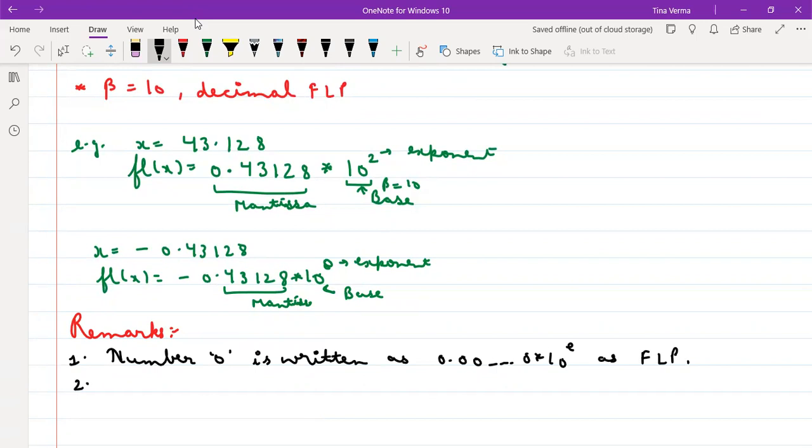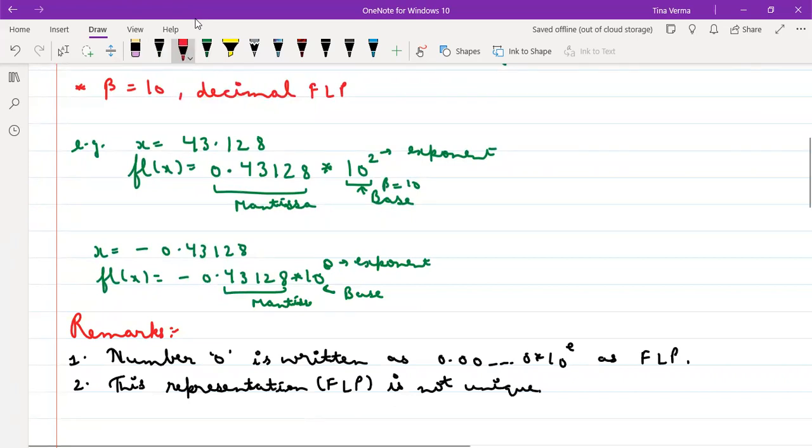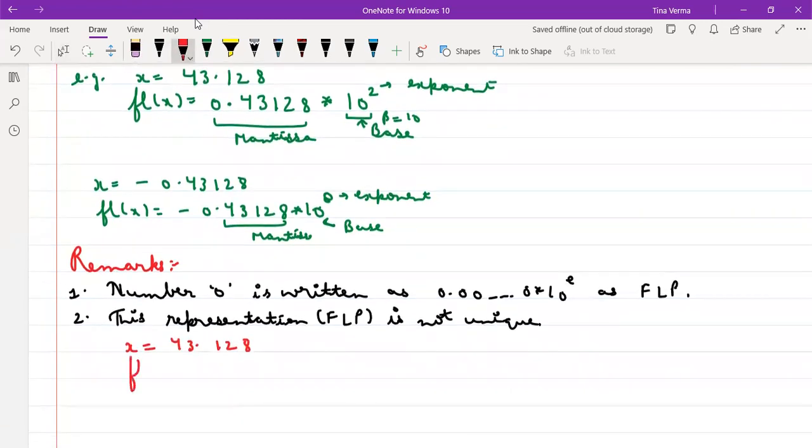Second is this representation, that means I am talking about the floating point representation. This representation is not unique. How is it not unique? Because if I have the same number, I am writing x is equal to 431.128. I have given the floating point representation. This is the floating point representation of this number that I have written as 0.43128 into 10 raised to the power 2. So this is the form.